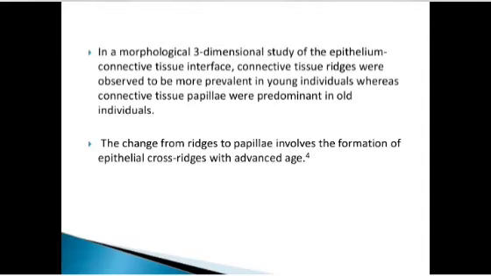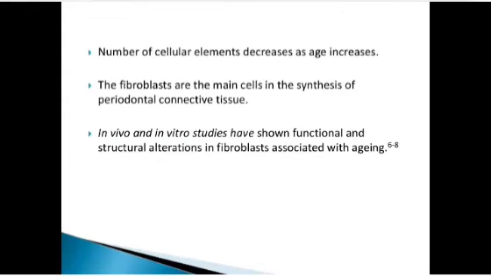In a morphological 3D study of the epithelium connective tissue interface, connective tissue ridges were observed to be more prevalent in young individuals, whereas connective tissue papillae were predominant in old individuals. The change from ridges to papillae involves the formation of epithelial cross ridges with advanced age. The number of cellular elements decreases as age increases.